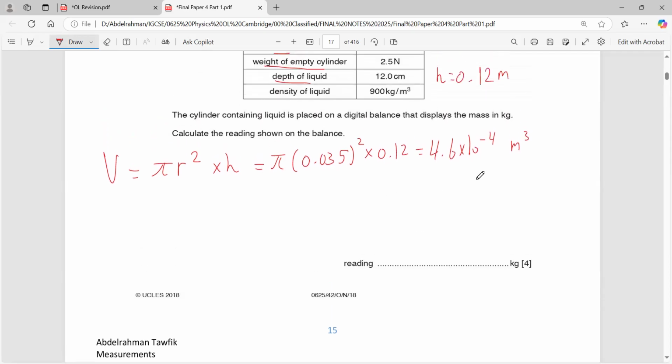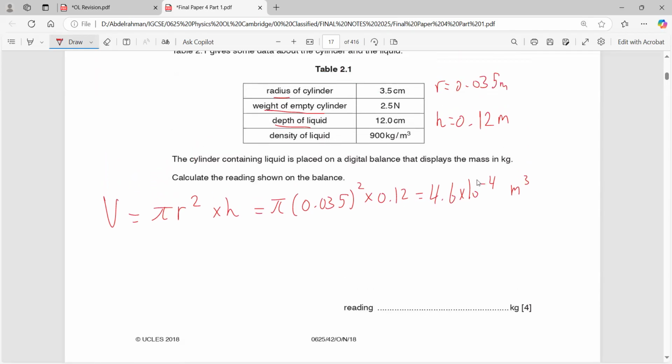Now I have a volume and I have the density of the liquid. Can I find the mass of the liquid? I can. How can you find the mass of the liquid? Density times volume. Exactly. Density times the volume, which is 900 times 4.6 times 10 to the negative 4, which is around 0.4 kilograms.